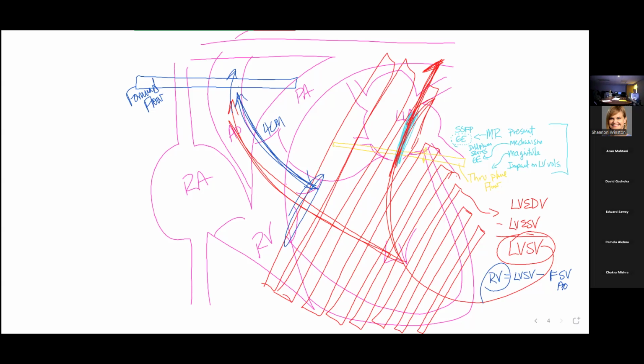And oh, by the way, by doing that, you get a bonus, because in order to decide what you're going to do about this, you need the impact on the LV volumes. Well, you've gotten all that because you did this. Right? So very nicely, you can do an assessment of mitral regurgitation.